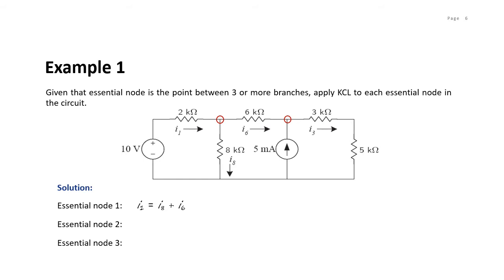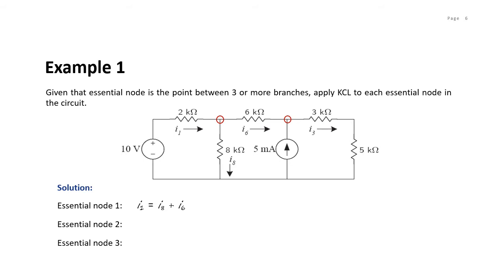Let's start with the current leaving. It doesn't matter which one you start with, as long as all the currents leaving are on one side of the summation mark, and all the currents entering are on the other. So it's an algebraic sum of currents entering a node.